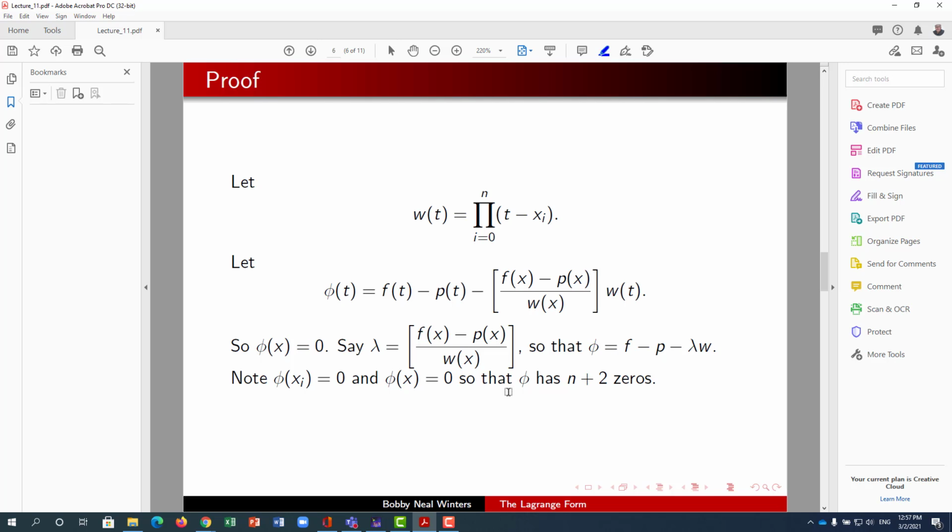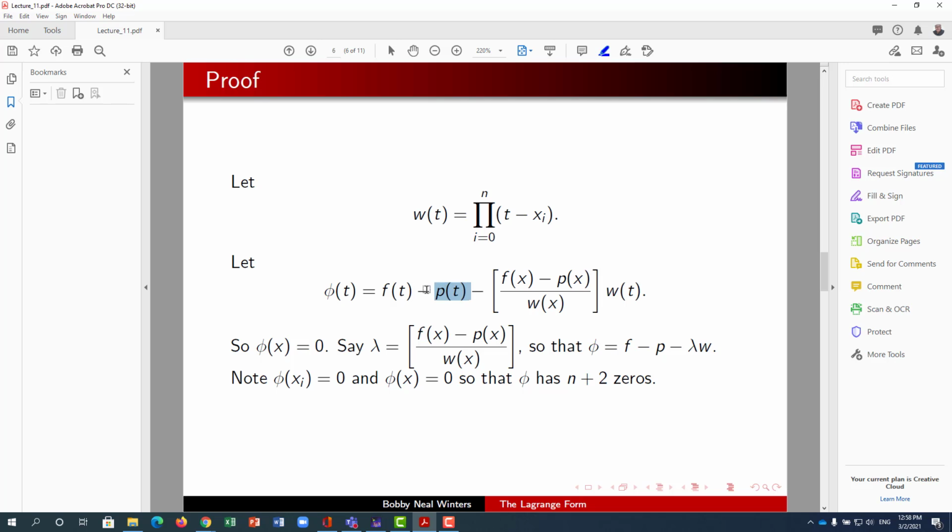Okay, so I want to prove this, and this is a proof that somebody's done quite a bit of work on, trying to make it look easy. The price of that is you might not necessarily know where it's coming from, but okay. We define this function w of t to be a product of the differences between t and all of our interpolation points.